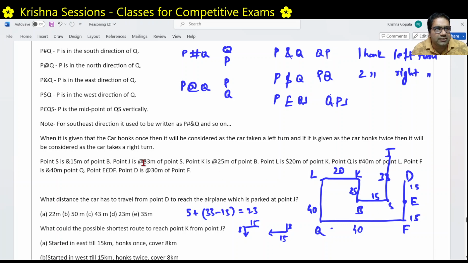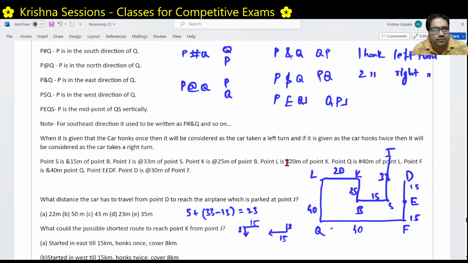Right. J is 33 meters at the rate of S. At the rate means above. So J is above S, 33 meters. K is 25 meters above B: K at the rate B means K is above B, which is 25.